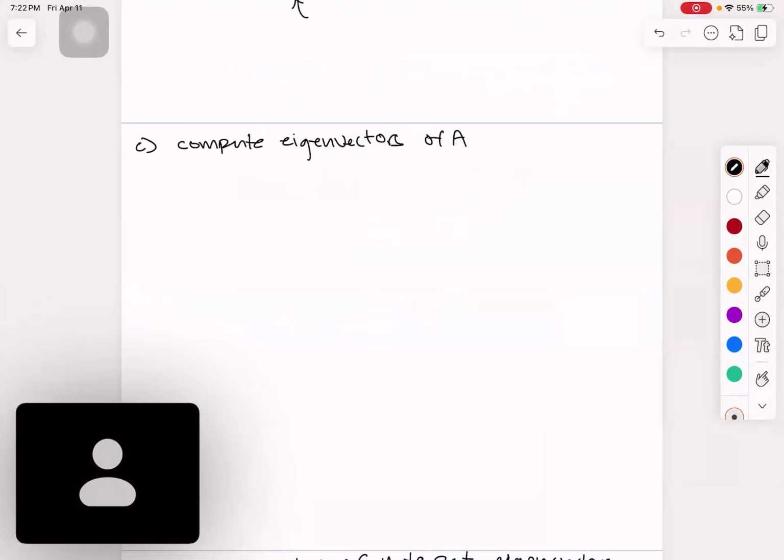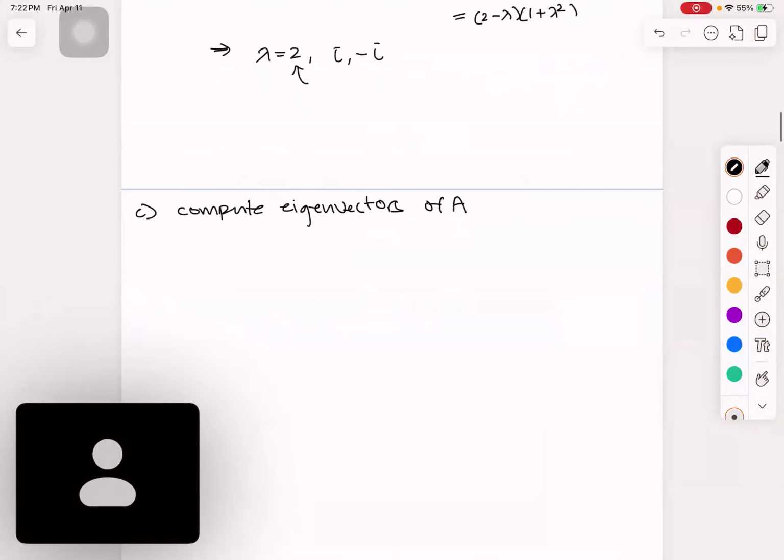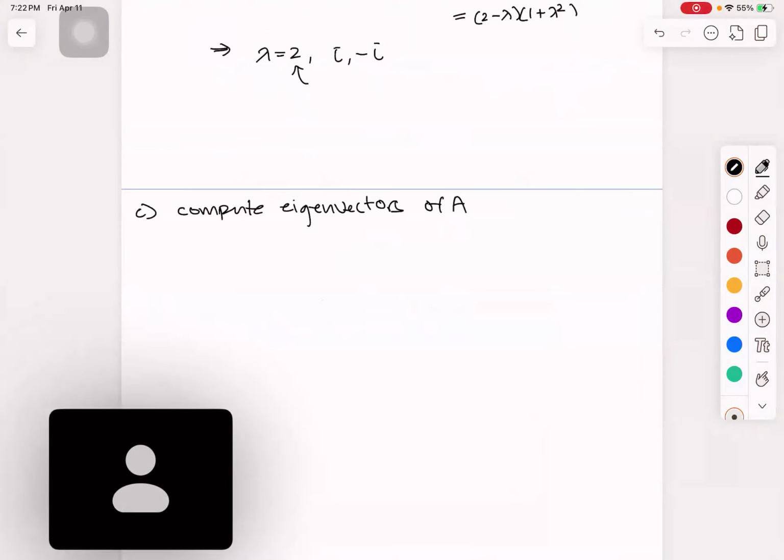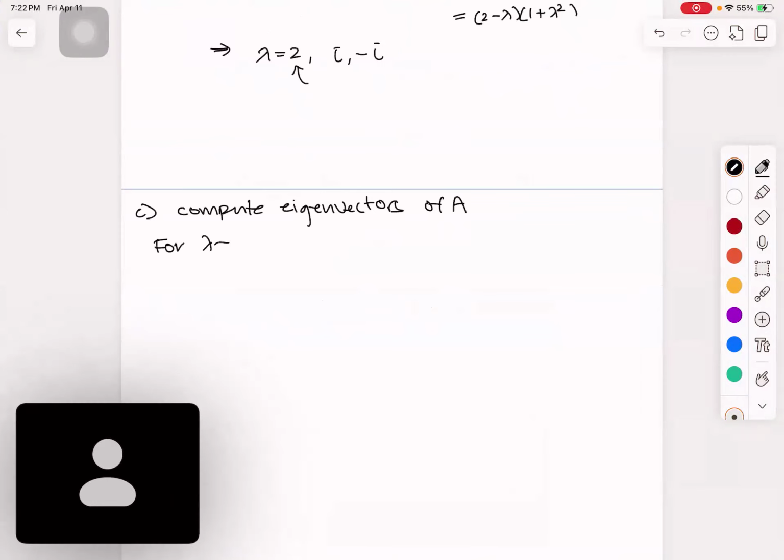Okay. For part C, we're just computing the eigenvectors, and since we only have one real eigenvalue, for lambda equals 2, we take the matrix A minus lambda I, which is 2 in this case, so we subtract 2 from every entry in A. And we get -1, -1, 1, 1, -2, 0, 1, 1, -1.